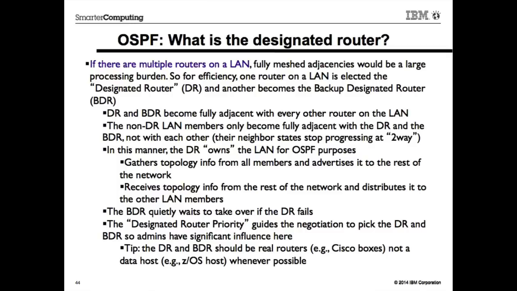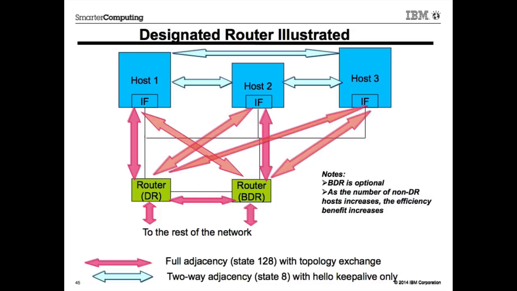The designated router and the backup designated router should not be z/OS hosts, if at all avoidable. z/OS is a data host, not a router. It uses routing. It shouldn't route. You want to have real routers. You have Cisco or Juniper or some other kind of router box on a LAN. You want them to become the designated routers whenever possible. Because the designated router and the backup designated router, you can probably tell, have a higher processing burden than the non-designated router boxes.